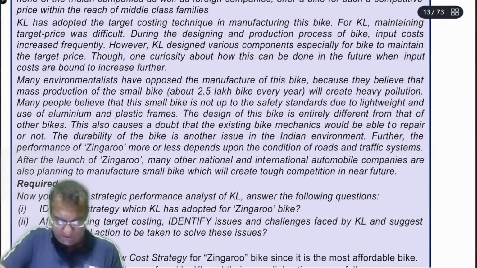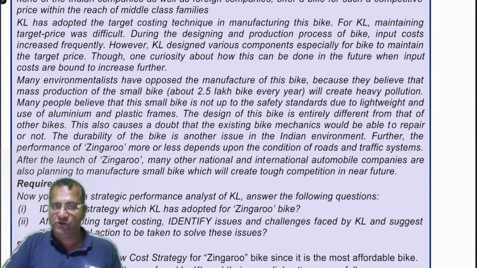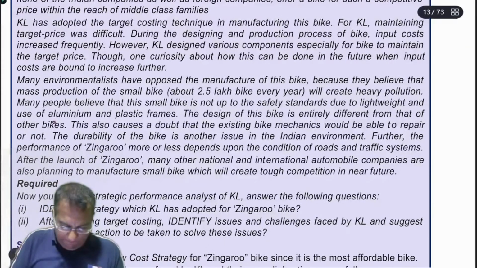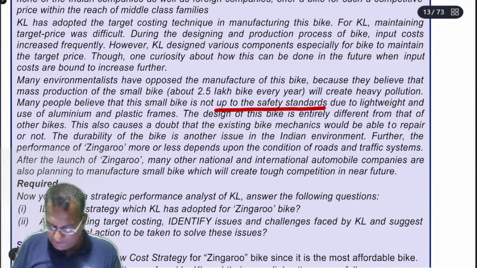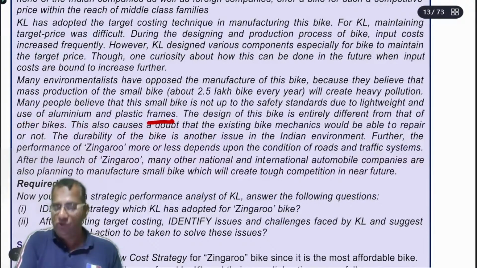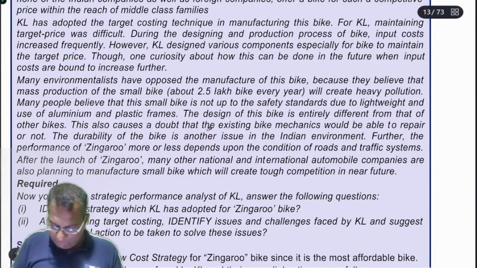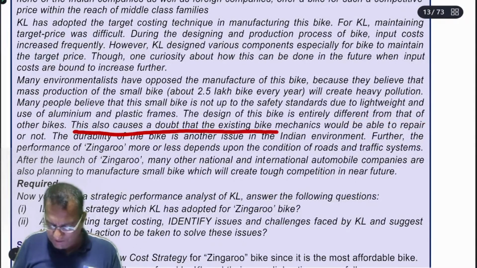So some environmentalists have opposed the manufacture of this bike since it is the world's most affordable bike. Environmentalists are of the view that it will create heavy pollution. Many people believe that this small bike is not up to the safety standard due to its light weight and use of aluminum and plastic frame. The design of this bike is entirely different from that of other bikes. This also causes a doubt whether the existing bike mechanics would be able to repair it or not.